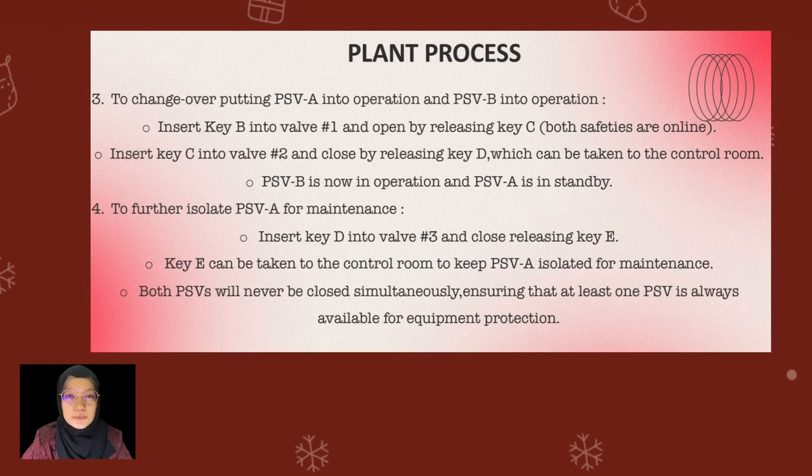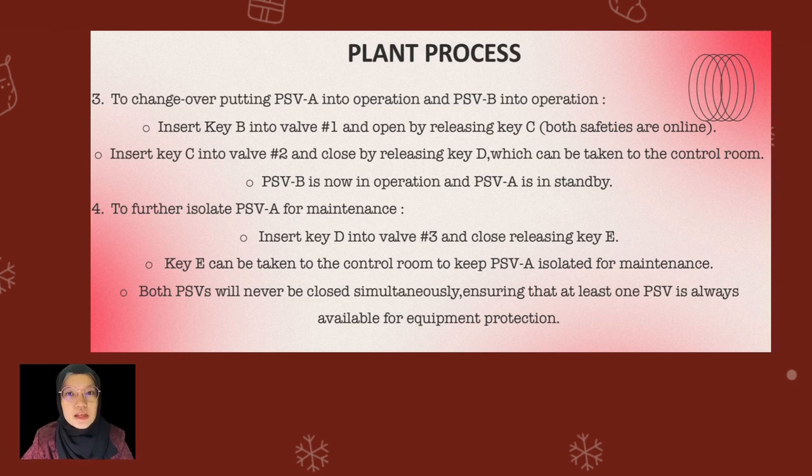To change over, putting PSV A into operation and PSV B into standby, insert key B into valve state 1 and open it by releasing key C. Both the safety valves are online. Insert key C into valve state 2 and close it by releasing key D, which can be taken to the control room. PSV B is now in operation and PSV A is on standby. To further isolate PSV A for maintenance, insert key D into valve state 3 and close it, releasing key E. Key E can be taken to the control room to keep PSV A isolated for maintenance.